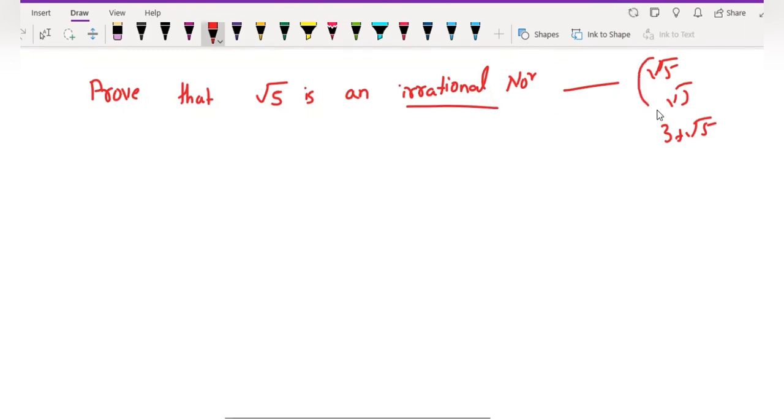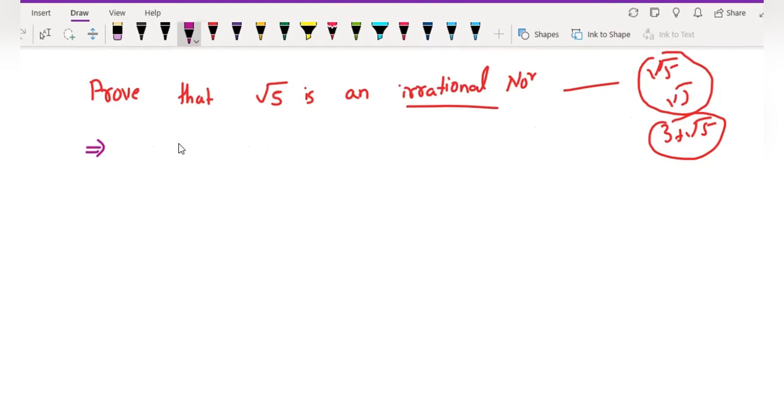For root 5 and for root 3, everything remains the same. A little bit changes in the third question, that is 3 plus root 5. Remember, we have to solve it in a different way. One or two steps we have to change, that's all, and nothing else. So let us go with the solution of this problem.